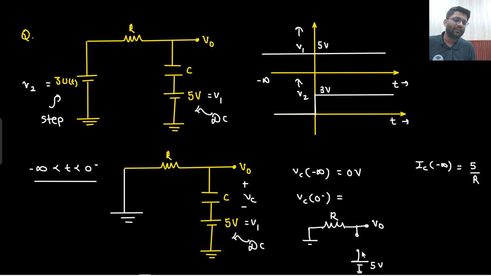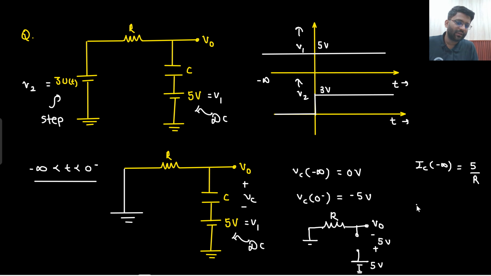This is resistance R. So what will be the scenario here? This voltage will be 5 and from here 0 voltage will come. So the capacitor will be charged to 5 volt, in the direction opposite to the polarity shown. So Vc at 0 minus will be minus 5 volt, because you see the polarity up to down, but it is being charged from down to up. So it will be charged to 5 volt. So Vc at 0 minus will be minus 5 volt.